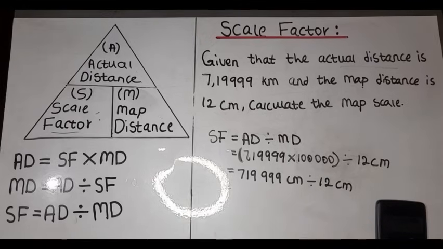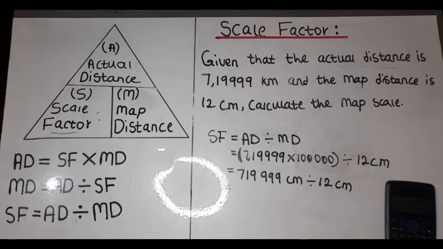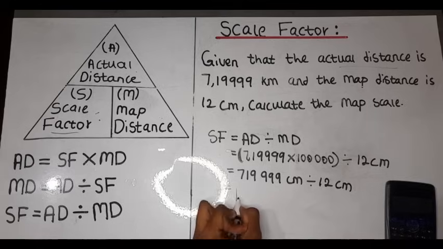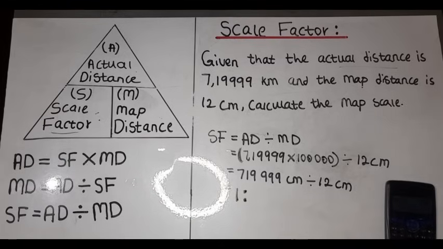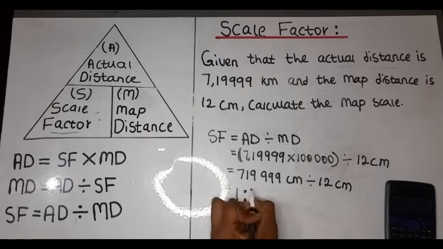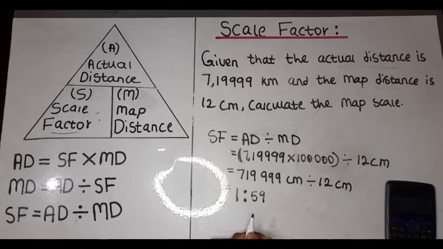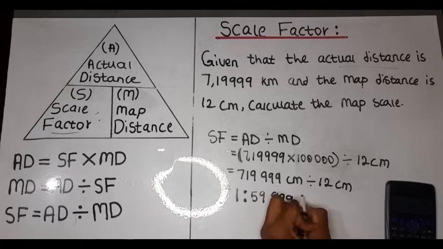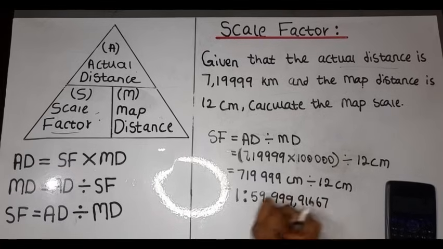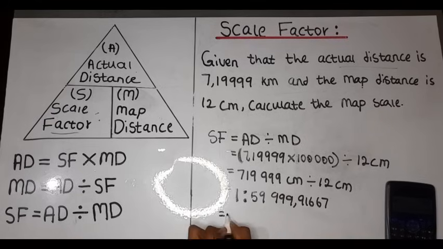So we are going to say 719,999 divided by 12 centimeters. So because we are calculating a scale, right? We're going to start with 1:, because we are calculating a scale. Remember that it is a scale, right? So 1:59,999.9167, right?